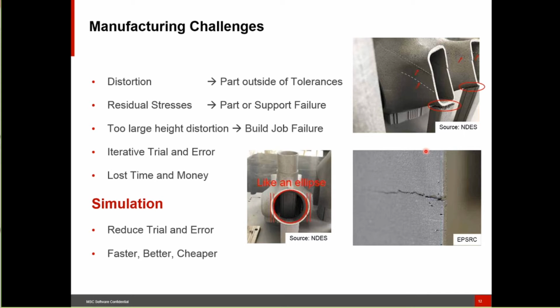So a couple of examples of this. This is where you work with an organization called NDES. NDES is a reseller of EOS machines. It's one of the partners that we are working with. And of course, the first one is really distortion, the fact that we wanted this to be nice straight sections. We'll see later that we are able to predict that amount of distortion. It's out of tolerance. We can't assemble the structure correctly.